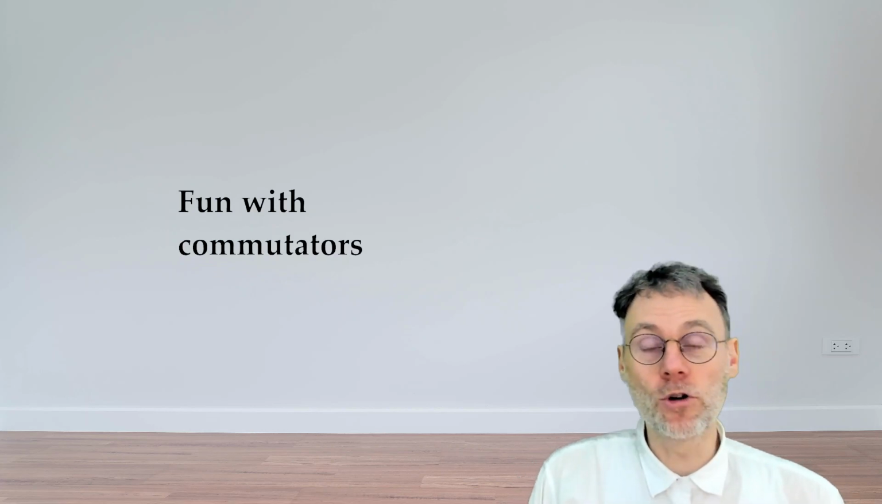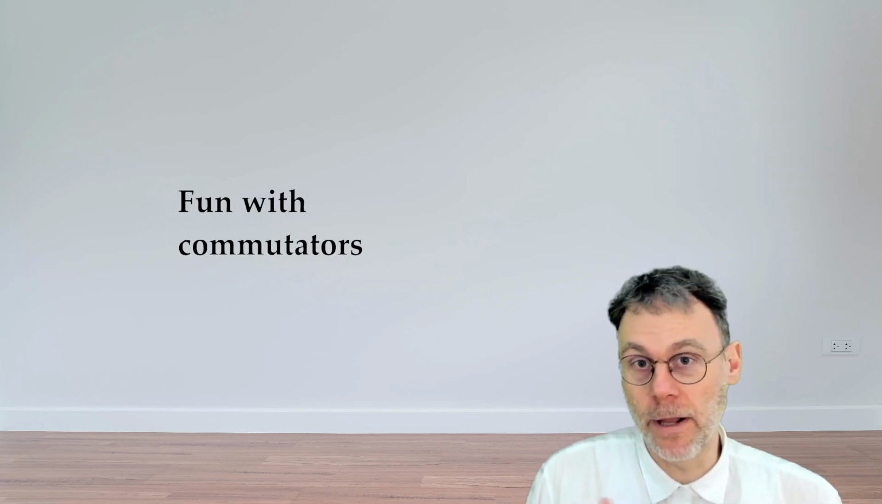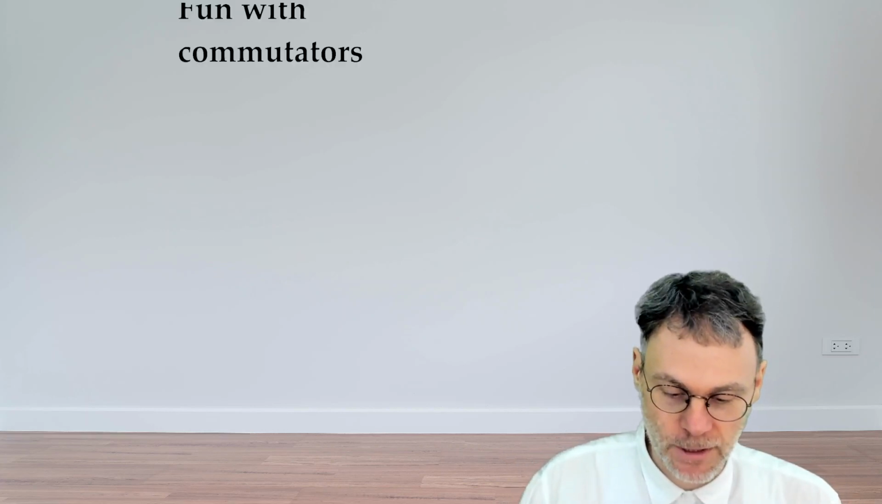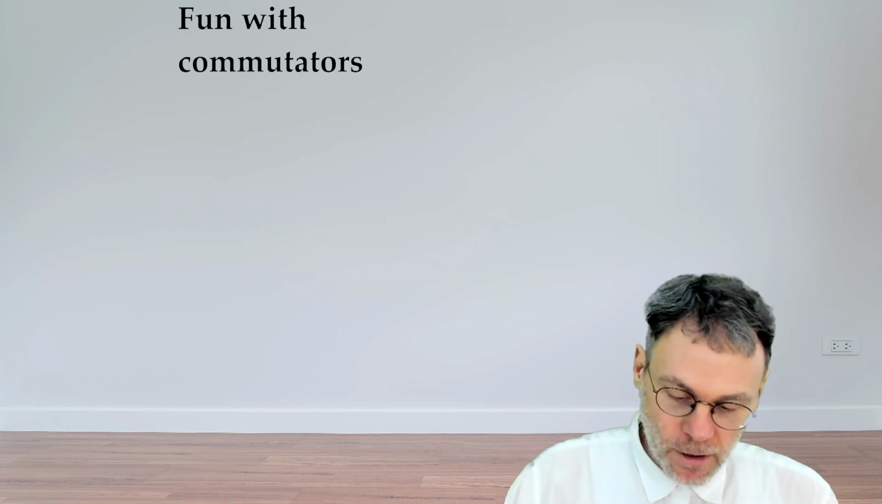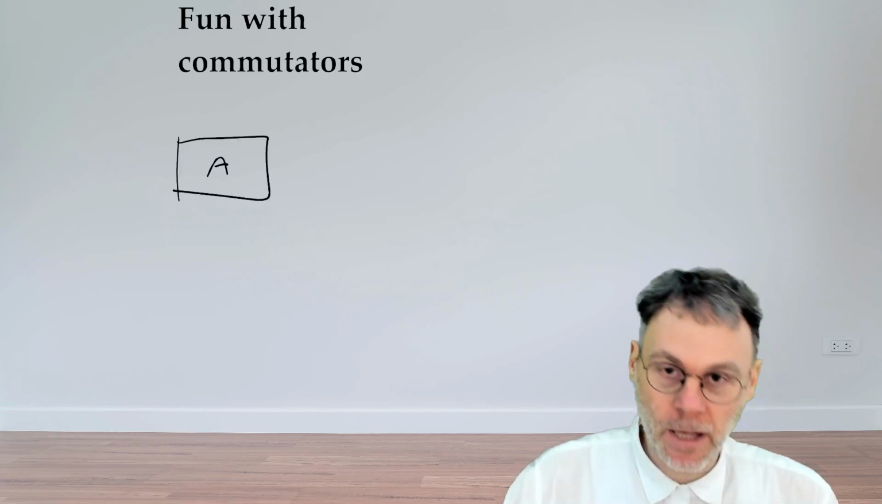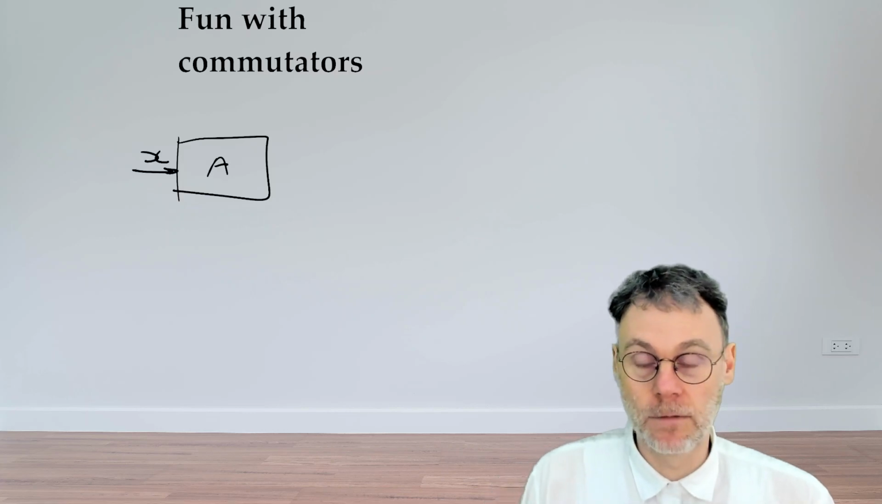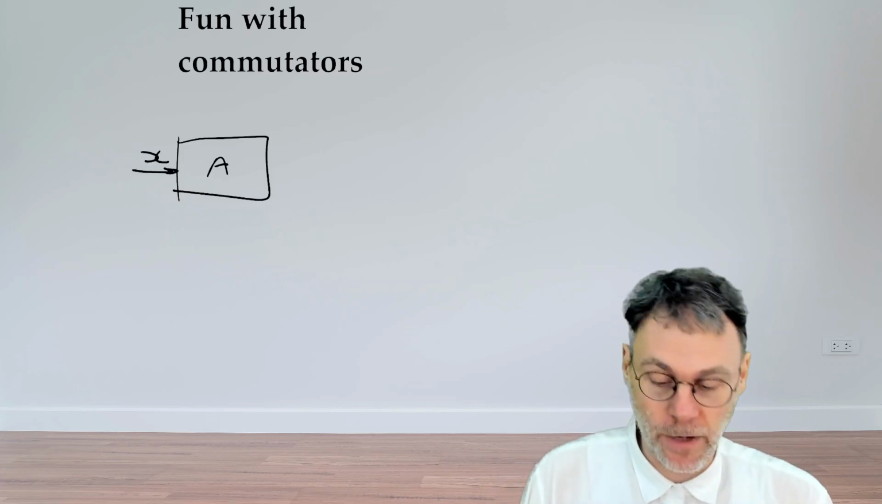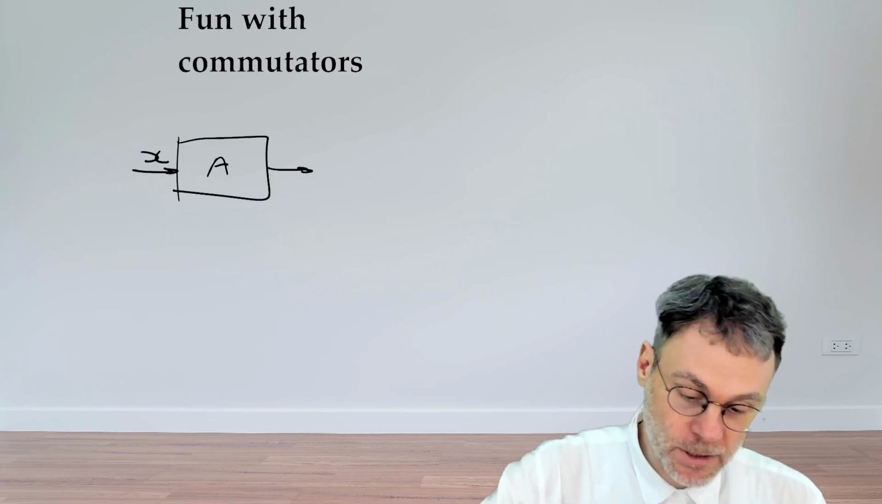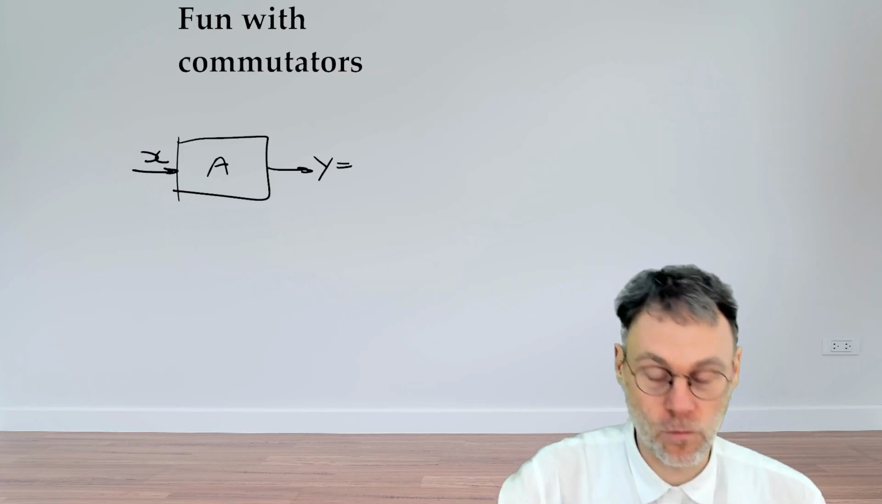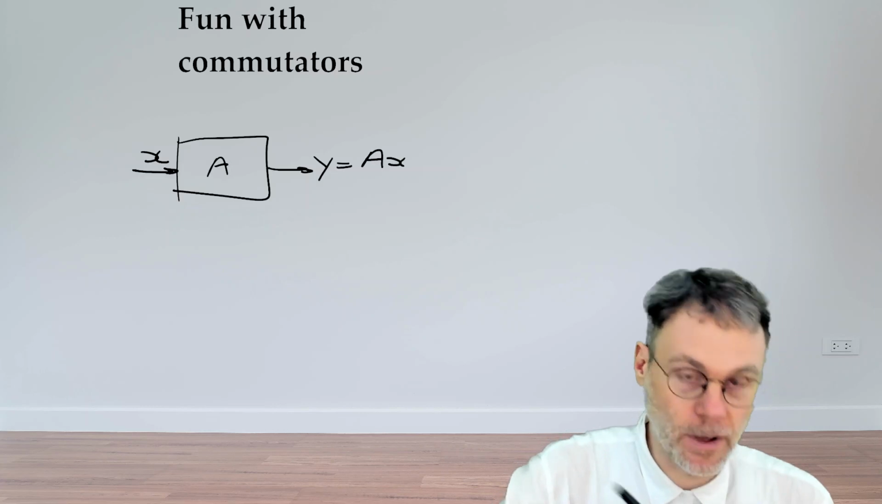Okay, so we just learned about commutators. Let's now play around a little bit with these concepts. So say we have a linear operator A, and that operator operates on an input which is x. So x could be a vector or a function, whatever, doesn't matter. And it spits out an output y. So y is equal to Ax.